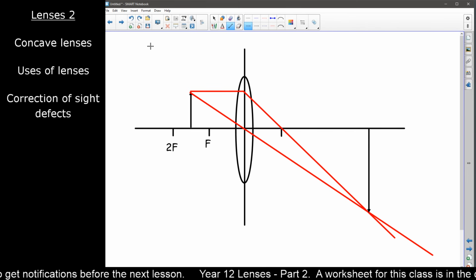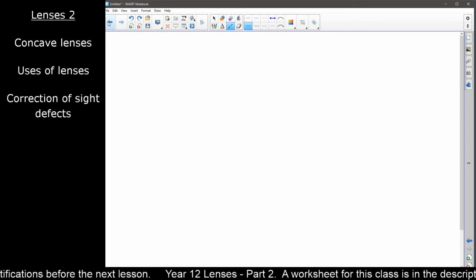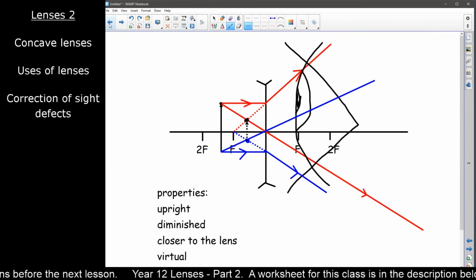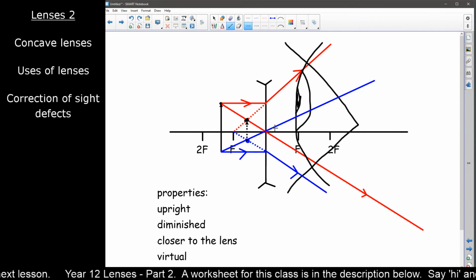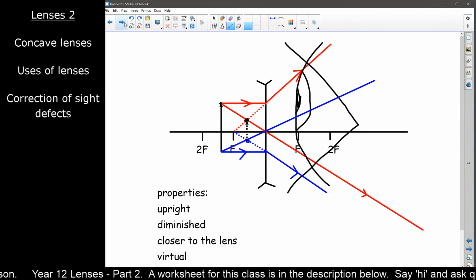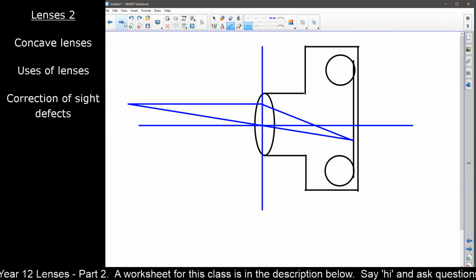Right. That's it. Divergent lenses, okay, that's your concave lens. Useful makes a virtual diminished image that's closer, useful for people who have short sight. If you're doing double award, you're done for the evening.